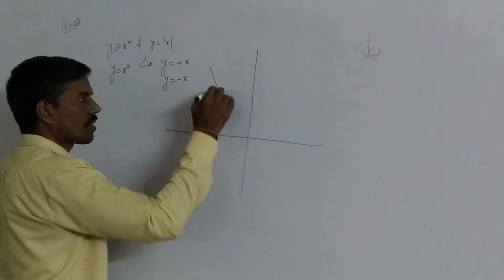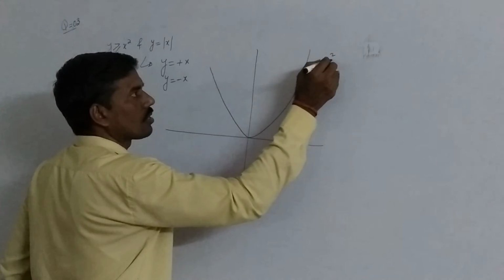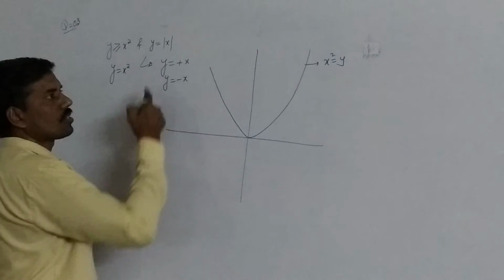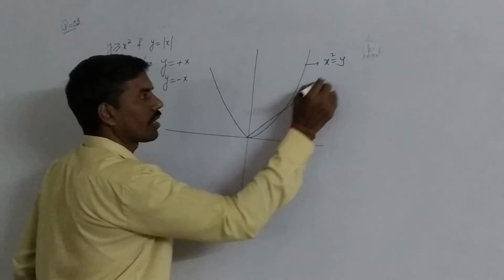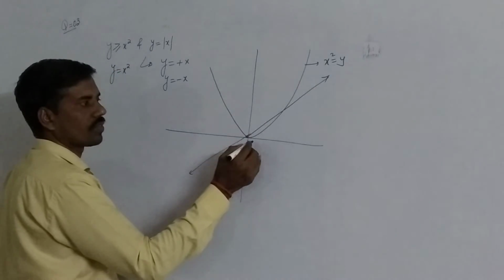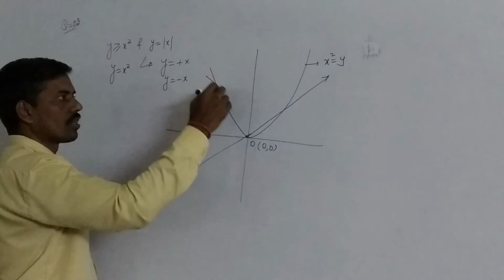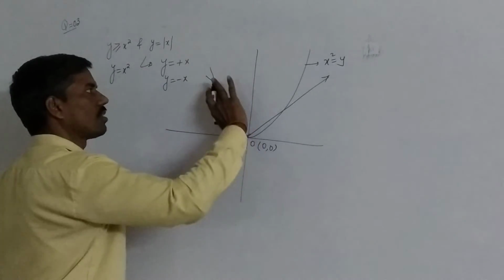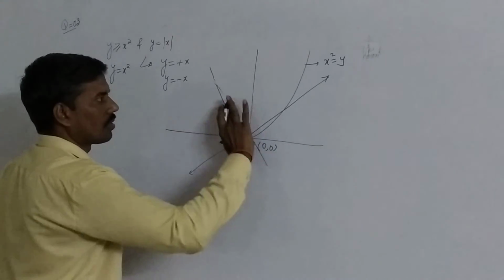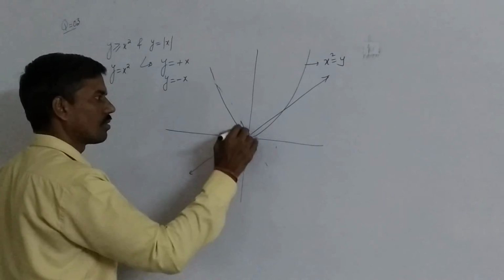First one is the parabola, y is equal to x square, symmetric about the positive y axis. Second one is y is equal to x, the equation of a line which is always positive, passing through the origin, that is 0, 0. Third one is y is equal to minus x, also a straight line which is always passing through the origin.